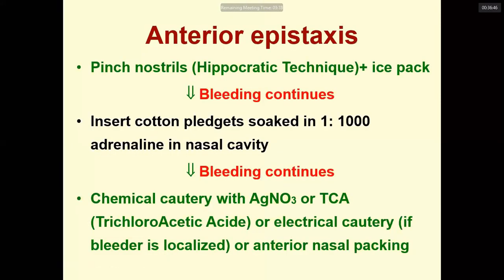So in epistaxis, what is the management? Okay, that means pinching the nostrils, Hippocratic technique, and ice pack, to constrict the nasal vessel. So if the bleeding continues, what you do is you insert cotton pledgets soaked in 1:1000 adrenaline in the nasal cavity. So adrenaline acts as a vasoconstrictor, right? So even after that the bleeding continues, then we cauterize using silver nitrate or trichloroacetic acid or electric cautery when the bleeder is localized. Right?